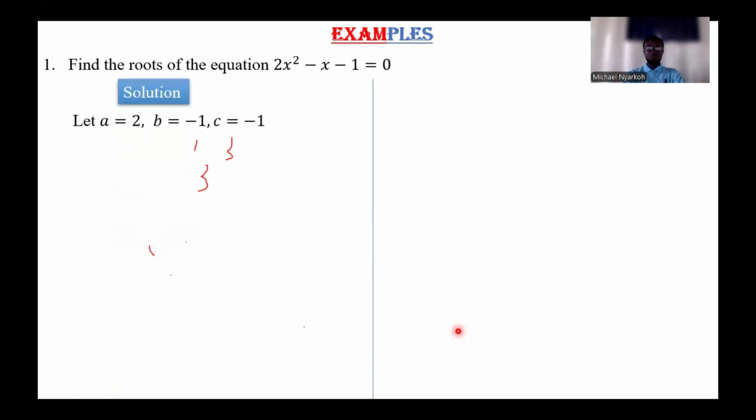Solution. So first you have to write down your coefficients, that is a, b, and c. So our a in this equation 2x squared minus x minus 1 is 2. B is negative 1 and c is negative 1. And then, using the method of factorization, we say you should find AC first. Is that okay? So finding AC, our A is 2 and then our C is negative 1.